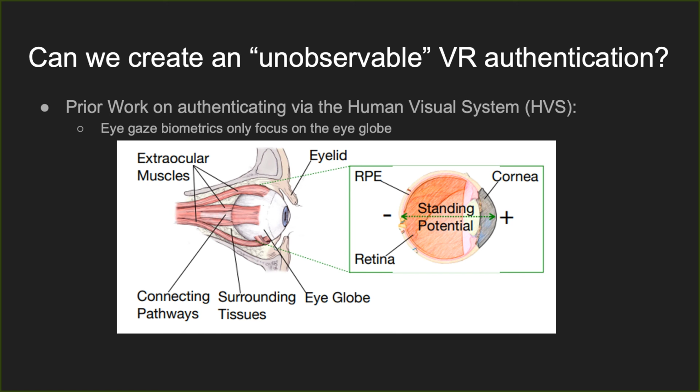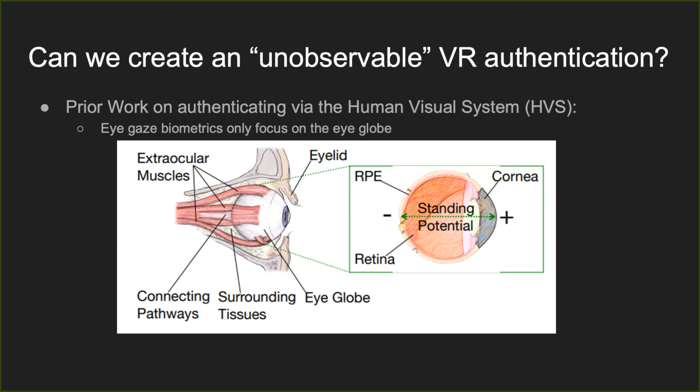So the question out here is, can we create an unobservable VR authentication? That is, for someone who is standing outside in the physical environment, can we make it so that they can't tell what the person is actually inputting?